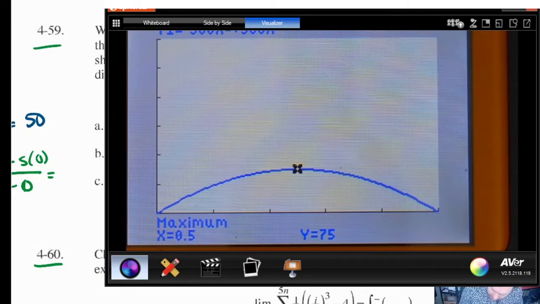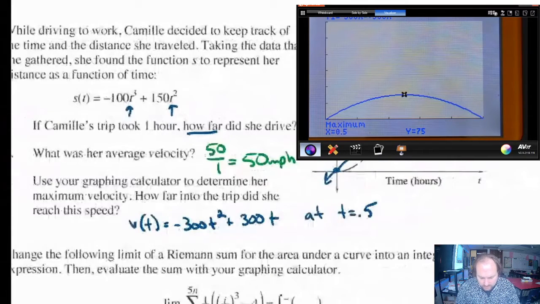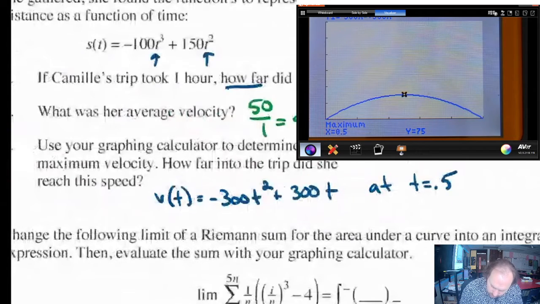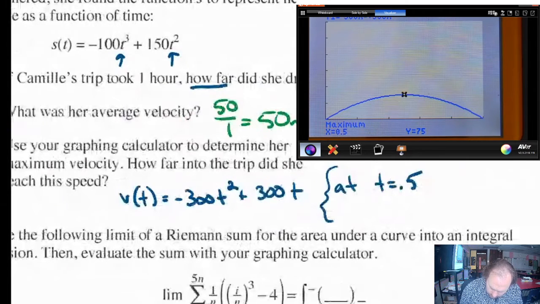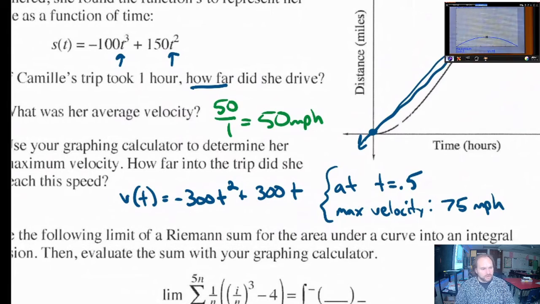So I'm going to write this down and get my calculator out of the way. At t equals 0.5, in other words, half an hour, there was a maximum velocity. The max velocity was 75 miles per hour. Pretty good. That makes a little more sense, and that sounds like it works.